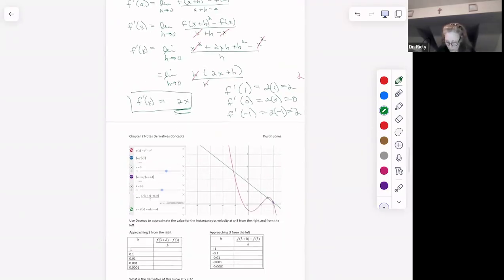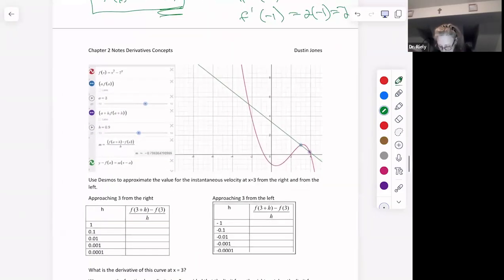And then this next one, they did limit a different way. They talked about it mathematically. So they show you this crazy curve, and they say, we want to find the limit as x approaches 3 from the right and from the left. So here is your 3. So we want to approach here.